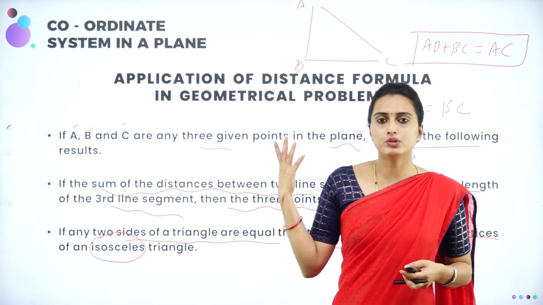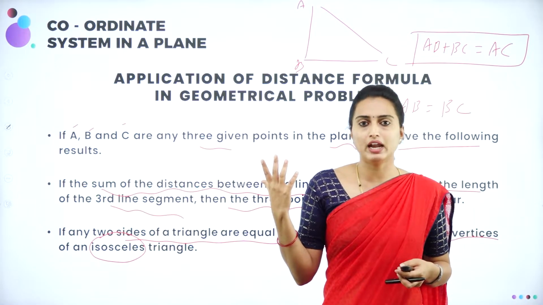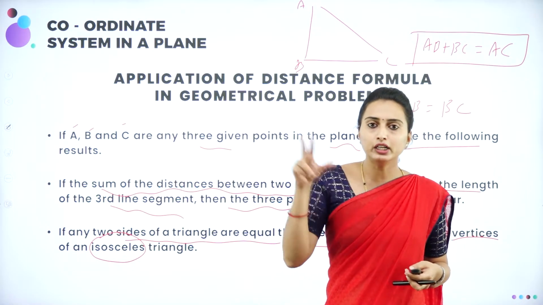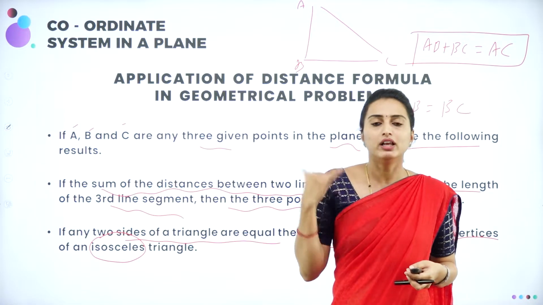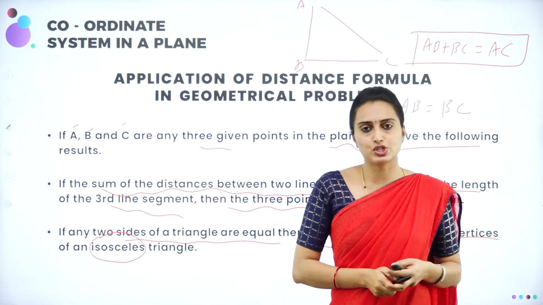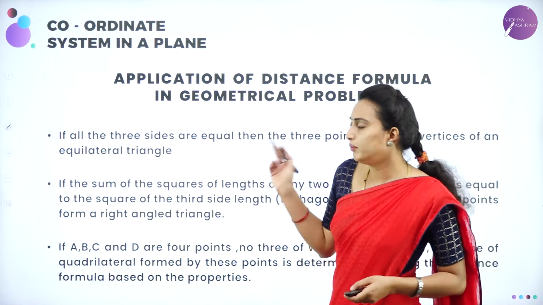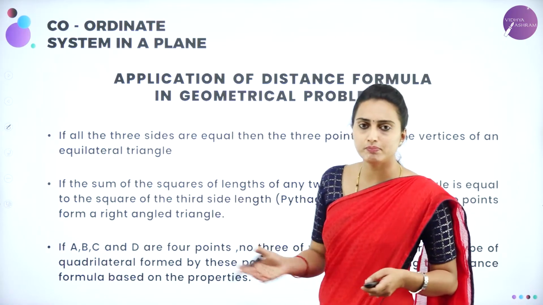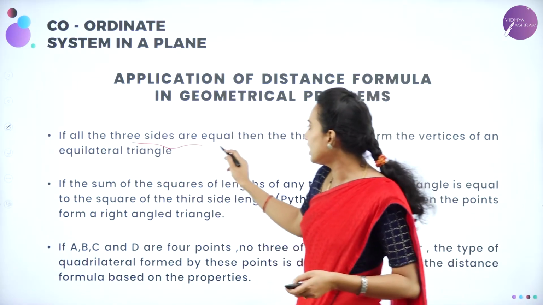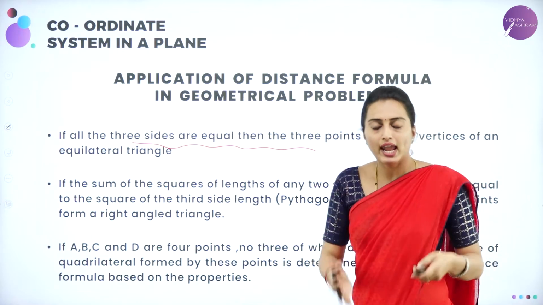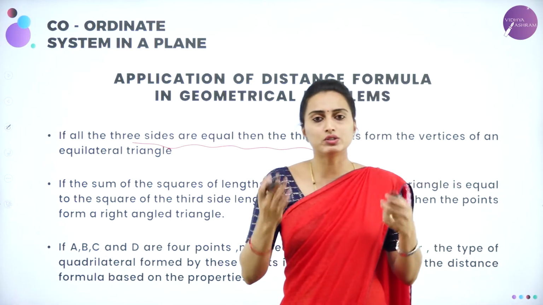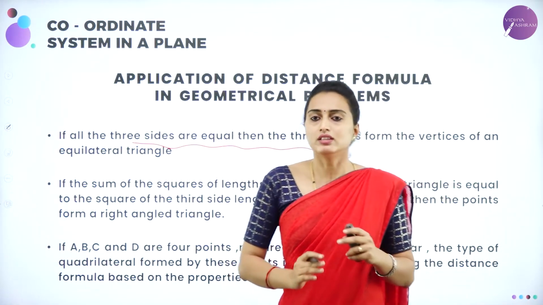Here we are going to use the distance between AB, BC and AC. If any two lengths of the sides are equal, then it is an isosceles triangle. Understood? We can prove that also by using this method. And if all three sides are equal, suppose AB is equal to BC is equal to CA, what does it form? It forms the triangle.